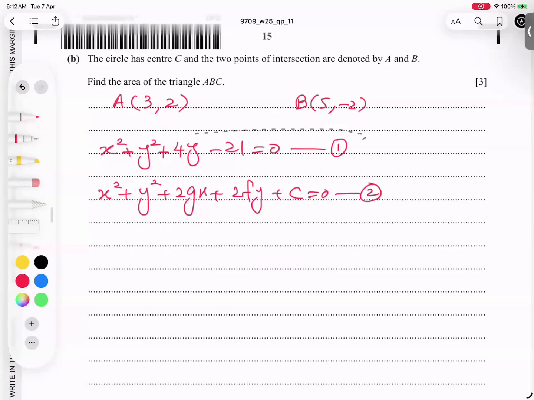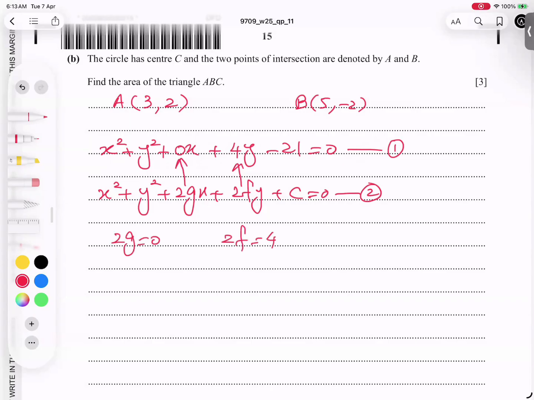And here x is not there, students. So what I will do, I will write here plus 0x. Now if I compare this and this, I will get 2g is equal to 0 and 2f is equal to 4. So g becomes 0 and f becomes 2. So the center of the circle turns out to be, we must change the signs of both, that is the rule of the topic, 0, negative 2.